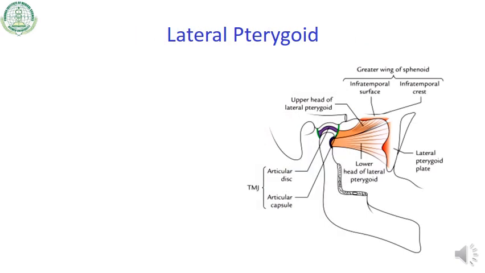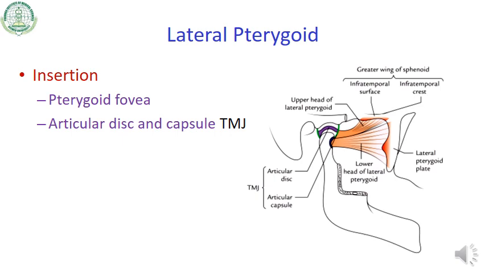Now coming to the insertion. As you can see in the diagram, it is inserted at two places. One, this dark colored area which is known as pterygoid fovea, which is present at the anterior surface of neck of the mandible. So this is depression present on the anterior surface of the neck of the mandible. It is called as pterygoid fovea.